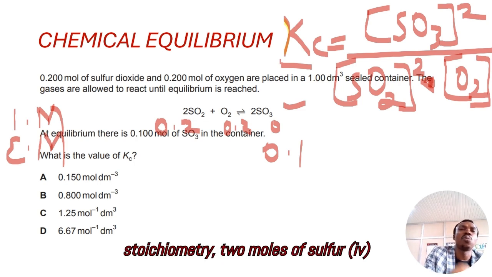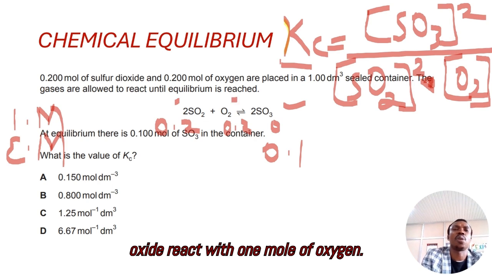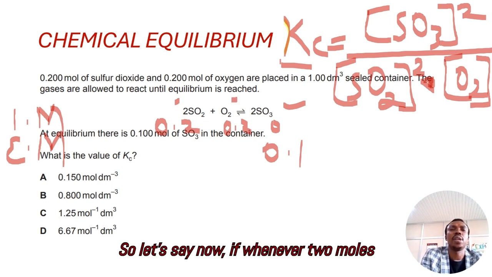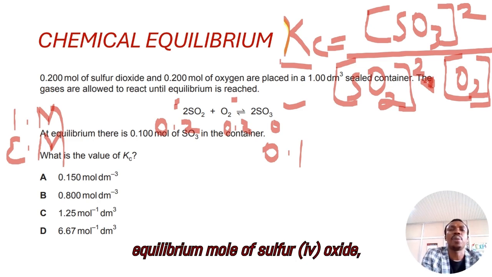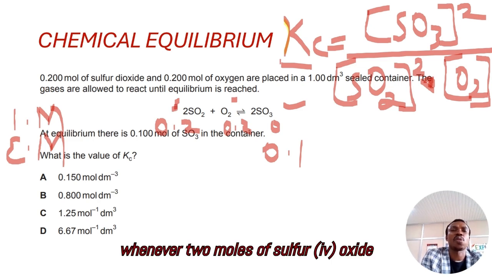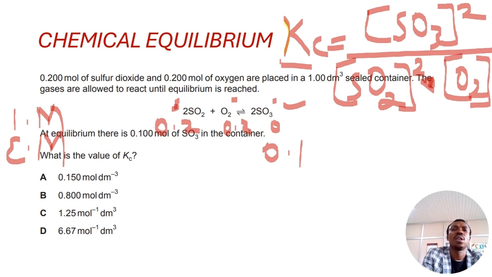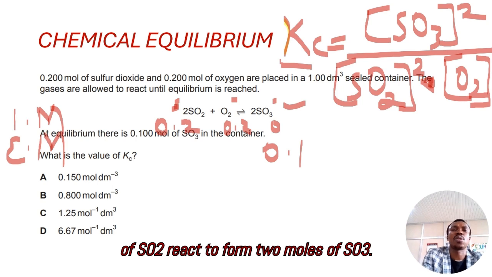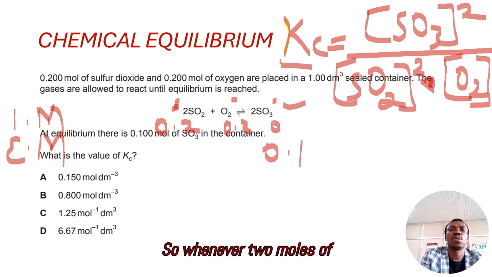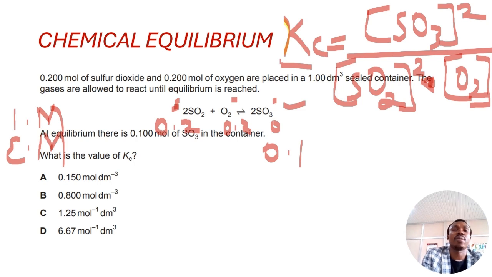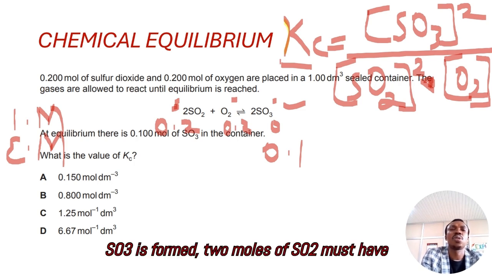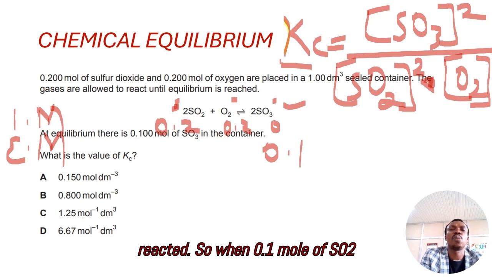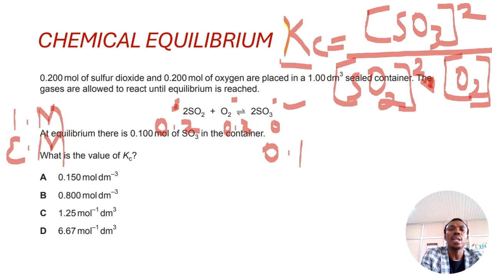Now from the stoichiometry, 2 mole of sulfur 4 oxide react with 1 mole of oxygen. To get the equilibrium mole for sulfur 4 oxide, whenever 2 moles of sulfur 4 oxide react, 2 moles of sulfur 6 oxide are formed. So 2 moles of SO2 react to form 2 moles of SO3. Whenever 2 moles of SO3 are formed, 2 moles of SO2 must have reacted. So when 0.1 mole of SO3 is formed, then 0.1 mole of SO2 must have reacted.